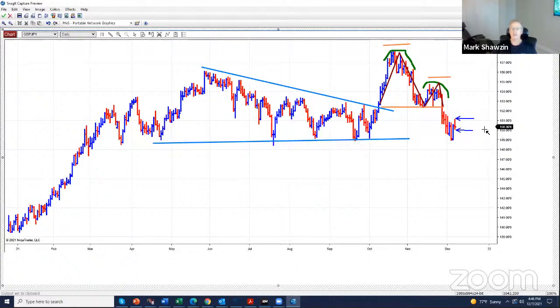So if I enter at 150, my risk is 151. So I've got approximately 100, 120 pips to make what could be a 1,000 pip profit on this trade. So I can justify this trade. I think I will make 3 to 1, 4 to 1, 5 to 1. If I'm patient, I may even be able to make 10 to 1 on this trade.